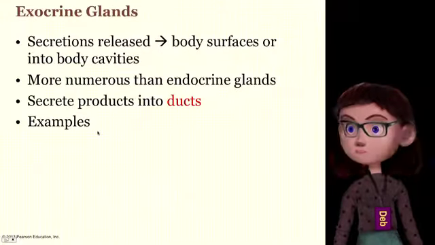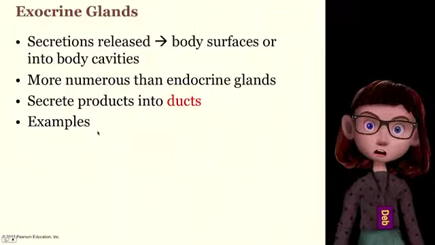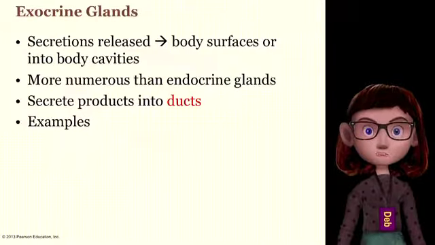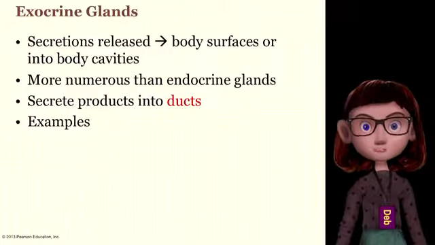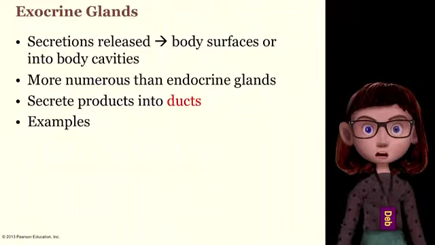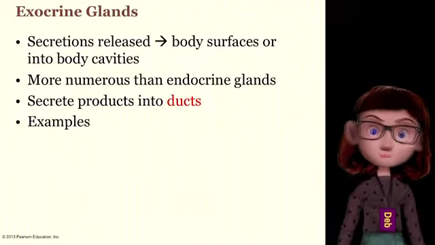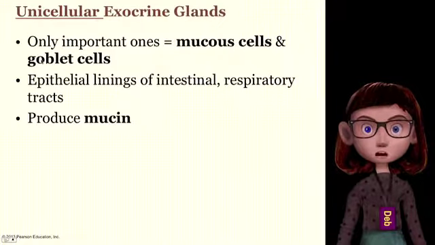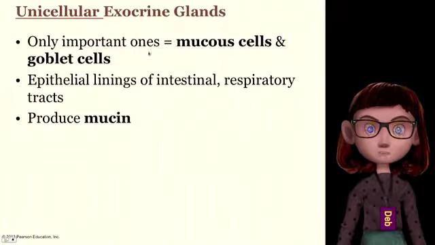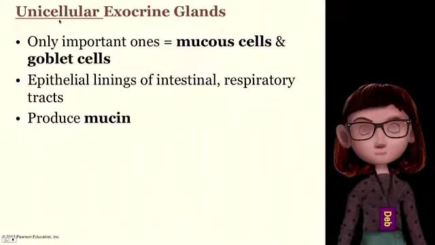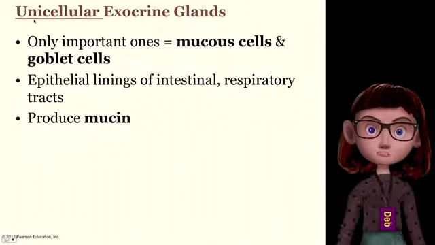Examples would be sebaceous glands, salivary glands, sweat glands. The part of the pancreas produces digestive enzymes into the duodenum. That's another example. Now, when we classify by the number of cells that make up an exocrine gland, a very important type of exocrine gland is a unicellular exocrine gland. That means it's composed of one cell.